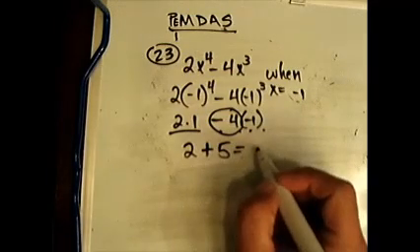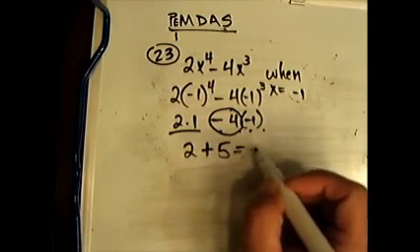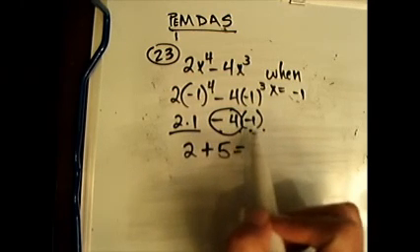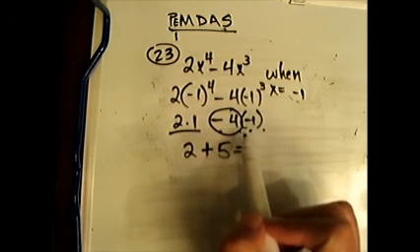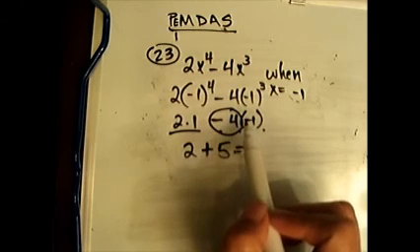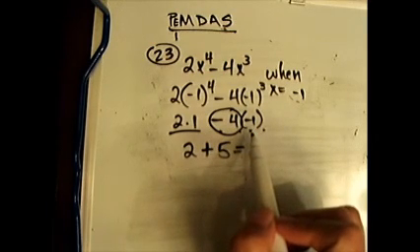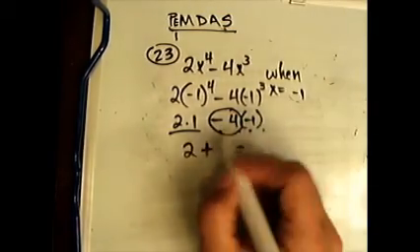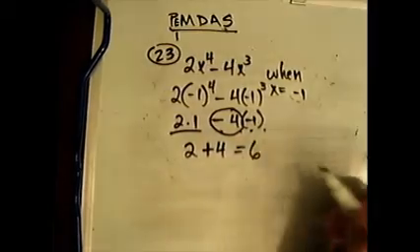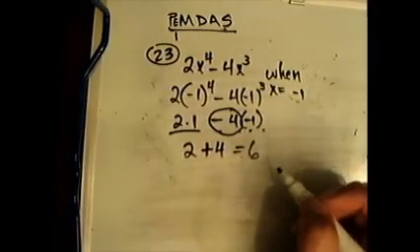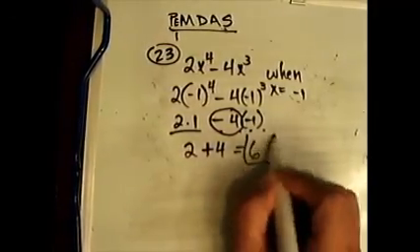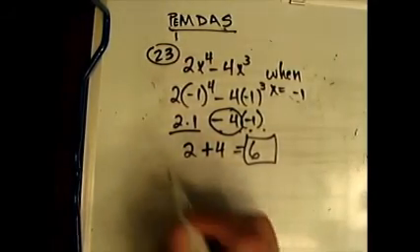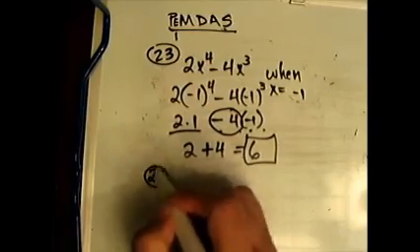seven. I messed up somewhere. 2 times 1. Oh, 4 times 1 isn't 5. Here you go. Sorry about that. Yes, I get brain farts too. So, anyways, your answer is 6. There we go. Okay.